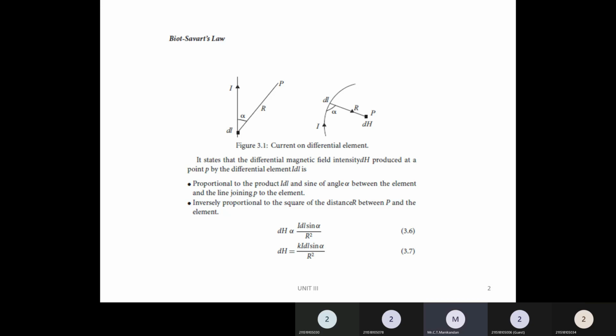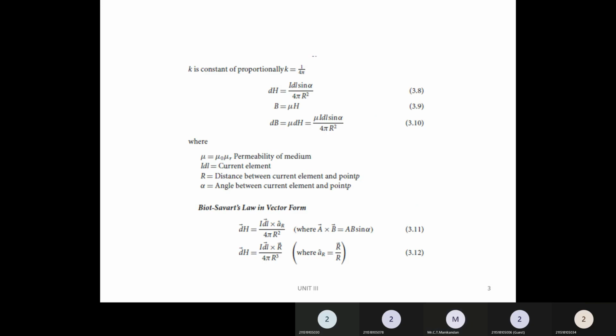Here we are inserting the proportionality constant, which we call K. So dH equal to K into I dL sine alpha by R square. That K is called the proportionality constant, and it has a value of 1 by 4 pi. In electrostatics, the proportionality constant K equal to 1 by 4 pi epsilon.